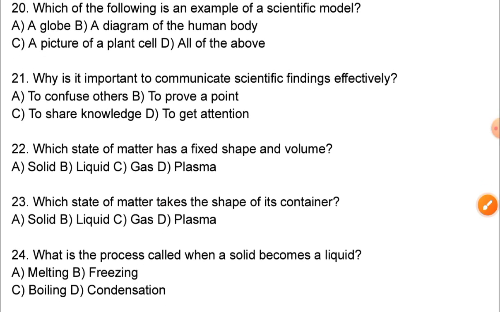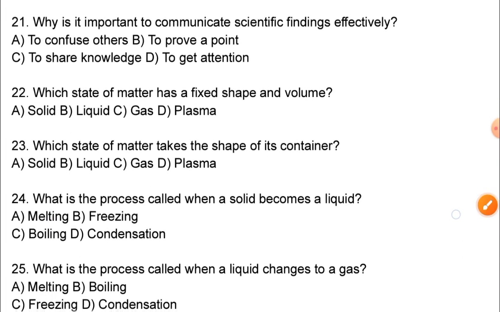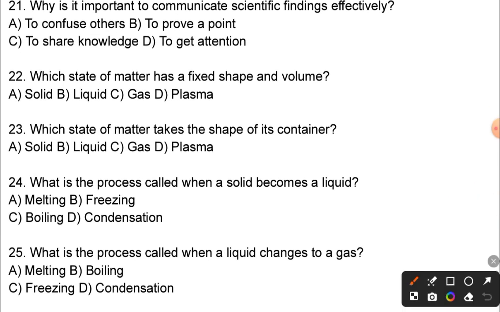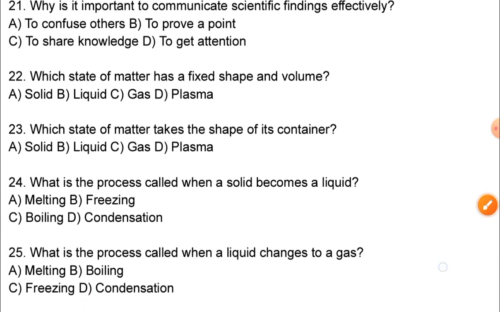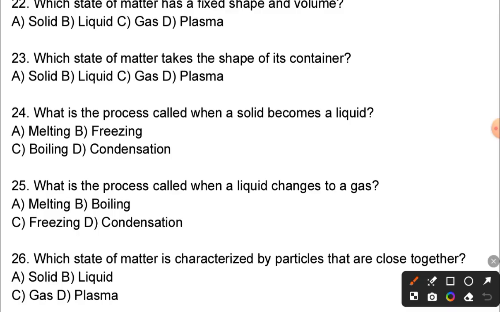24. What's the process called when a solid becomes a liquid? 24, melting, A. 25. What's the process called when a liquid changes to gas? That's condensation, D. 26. Which state of matter is characterized by particles that are close together? Question 26, answer is A, solid.